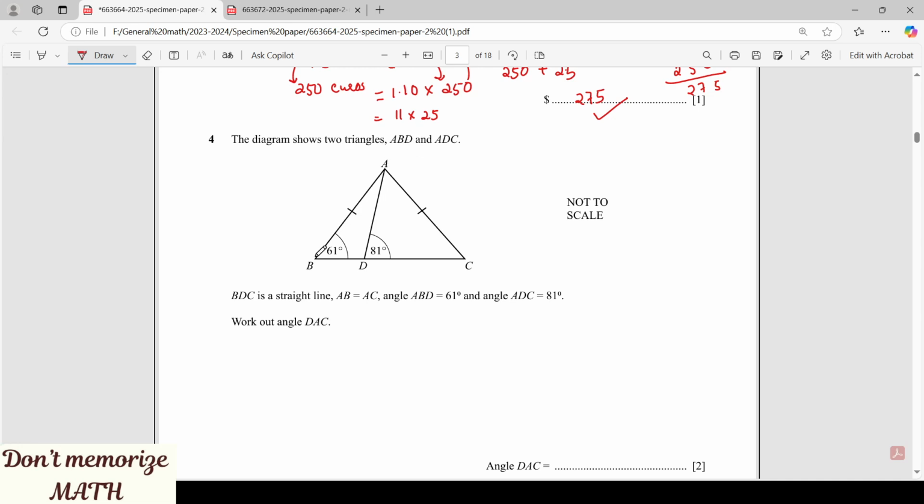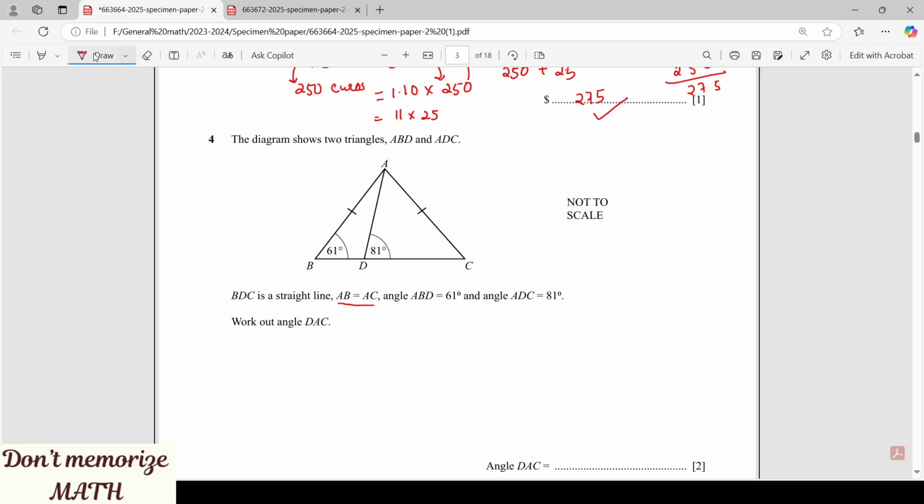You can see ABD, this triangle, and ADC, the second triangle. BDC is a straight line. So it is given as a straight line, and AB equal to AC, this side and this side are equal. Sometimes they will directly give AB equal to AC, otherwise they will mark some line like this. It means that both the sides are the same.